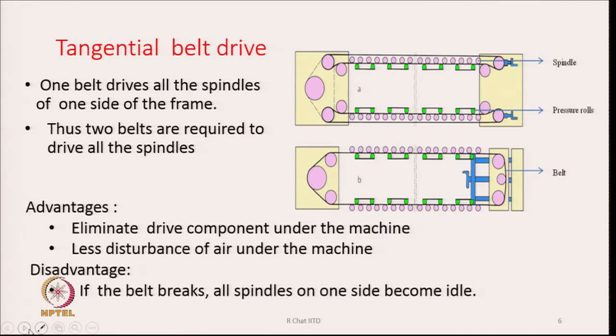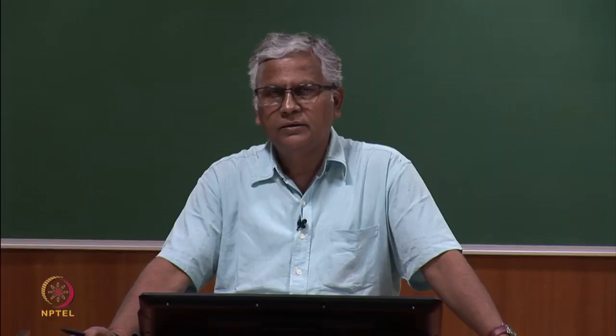The advantage is that it eliminates drive components under the machine. We do not need so many jockey pulleys as we need in the case of the 4 spindle drive, and there is less disturbance of air under the machine. This is another advantage we get. But the disadvantage is that if the belt breaks for any reason, all the spindles on one side become idle. This is the serious problem, so we have to make sure that the belt never breaks. In case it breaks, all the spindles become idle.